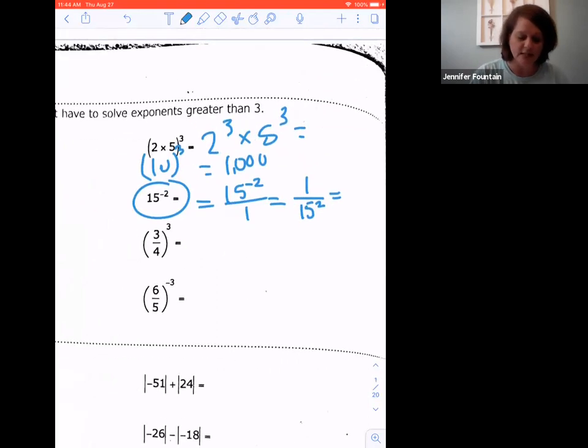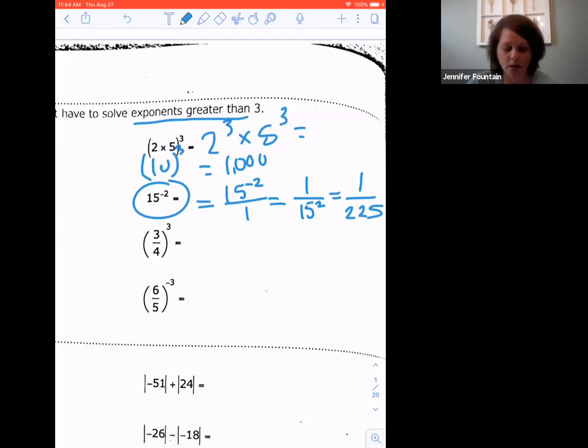So notice it says solve exponents. You don't have to solve them if they are greater than 3. This one is to the second power, so I do have to solve it. Any questions on how I did that? Remember, the goal is to make my exponent positive. The way I do that is to flip it.